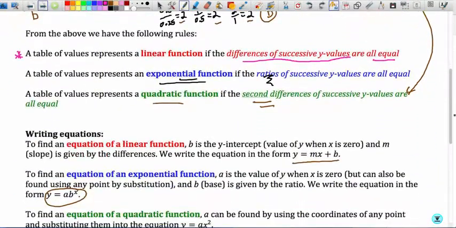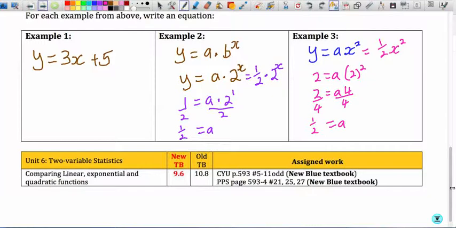Okay, so at this point you should make sure you copy this note down and then turn your attention to the assignment, all of which comes from the new blue textbook, and get to work on those.